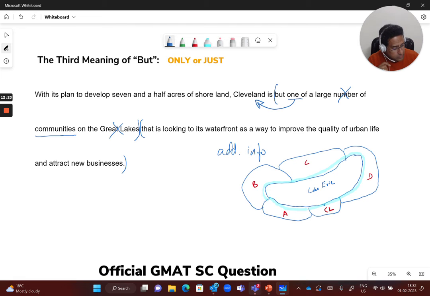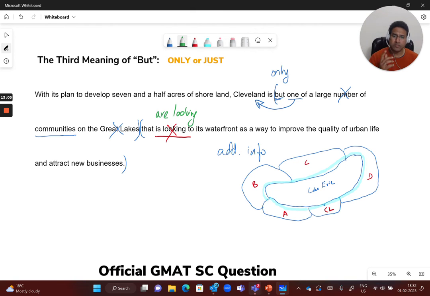Why is that? Let's substitute "but" with the word "only" and see what the sentence means. The intended meaning is that all of those communities on the Great Lakes are looking to their waterfront, and Cleveland is only one of those many communities on the Great Lakes that are looking to their waterfront. You see how easy it is? That one word, only or but, makes Cleveland a part of the group of communities that are looking to their waterfront. And this is the reason why "is looking" is incorrect. We need to change this to "are looking," and "it's" to "their," and so on and so forth.